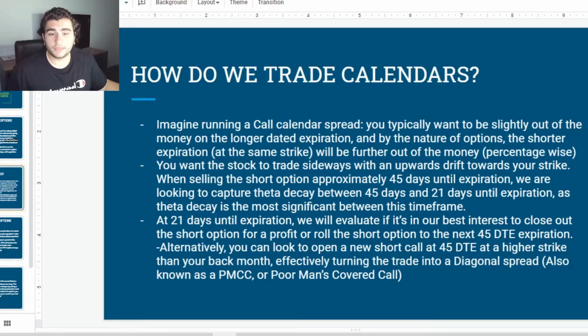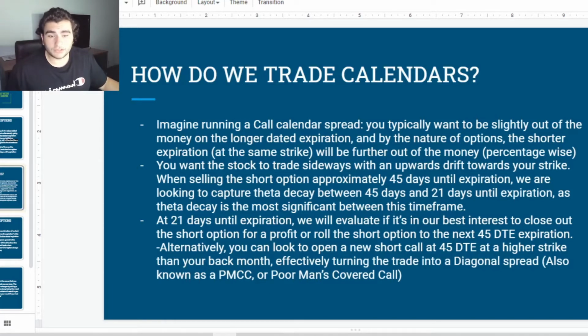When selling the short option approximately 45 days until expiration, we are looking to capture theta decay between 45 days and 21 days until expiration, as theta decay is the most significant between this time frame. At 21 days until expiration, we will evaluate if it's in our best interest to close out the short for a profit or roll the short option to the next 45 days till expiration.